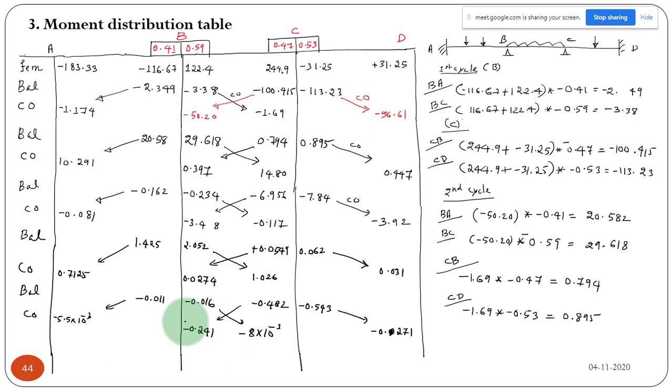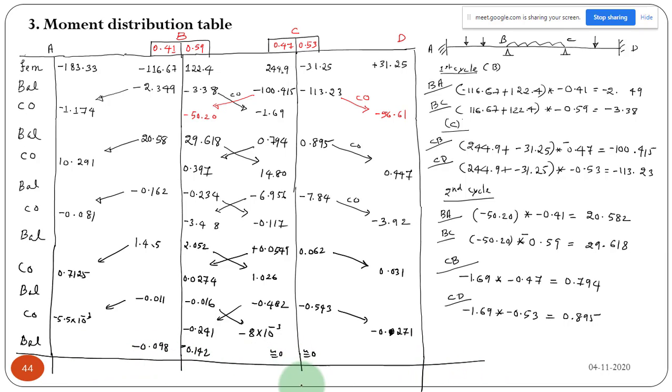Only thing is the final step. You should not stop your answer with carryover. Whenever you are stopping this iterative procedure, the final step should be balancing. Just balance this moment and then we will stop it. This one, 142 negative, this is already 0, so there is no other value, it is all 0. It's very small values. So now we can stop. No need to go for further cycles.